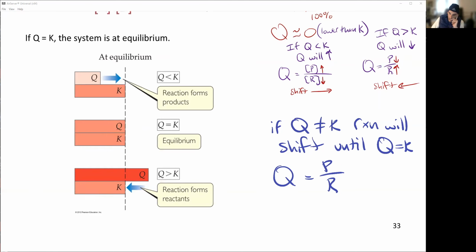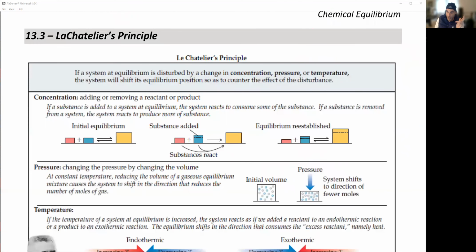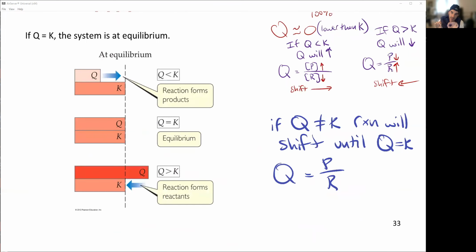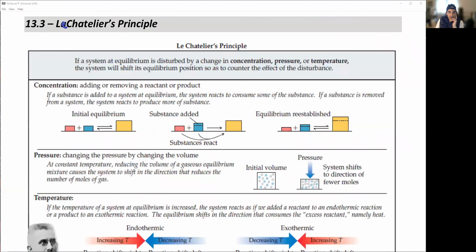All right, good. Because ultimately that leads us to Le Chatelier's principle, which is going to lead us to understanding how changes happen, all because of this idea. This idea of Q and K is the reason Le Chatelier's principle exists the way it does.